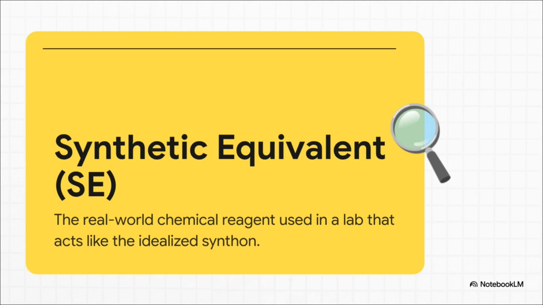Great question. And that's where the synthetic equivalent comes in. This is the real-world, off-the-shelf chemical that you can actually go buy and use in the lab to do the job of that idealized synthon. It's the actual lemon, the real stick of butter, the sprig of thyme that our chef goes to the pantry to grab.